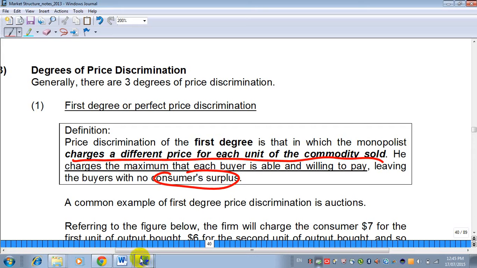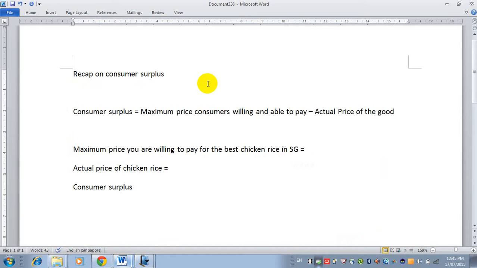Okay? So, in order to really understand this, I need to recap on what consumer surplus is. Consumer surplus is the maximum price that consumers are willing and able to pay minus the actual price of the good. Do you remember I went through that? So, let's say the maximum price you're willing to pay for the best chicken rice in Singapore is $5. And if the actual price of the chicken rice is $5, let me ask you a question before we calculate. How would you feel about this situation as a consumer?